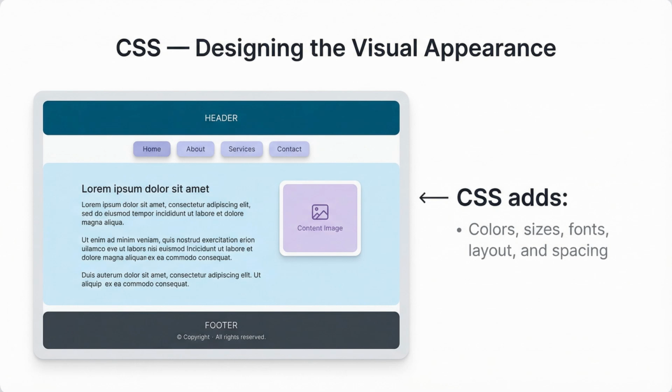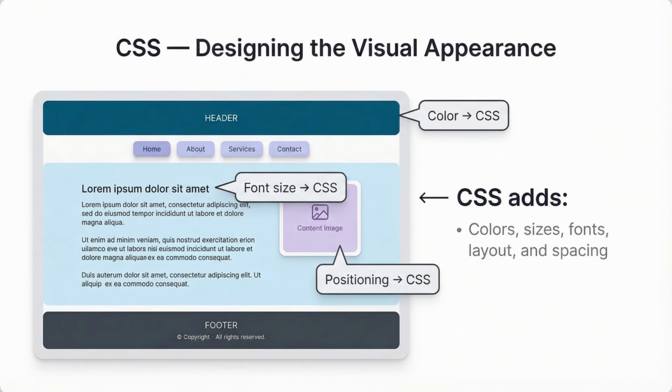Once HTML has laid out the structure, CSS comes in and handles everything visual. Want to change the color of a heading? That's CSS. Want to make text bigger or smaller? CSS. Want to position one element next to another or stack them vertically? CSS handles all of that. CSS is the design layer. It takes the raw structure from HTML and makes it look like an actual polished web page. So color, typography, sizing, spacing, positioning, every visual decision you make about a web page is expressed through CSS.